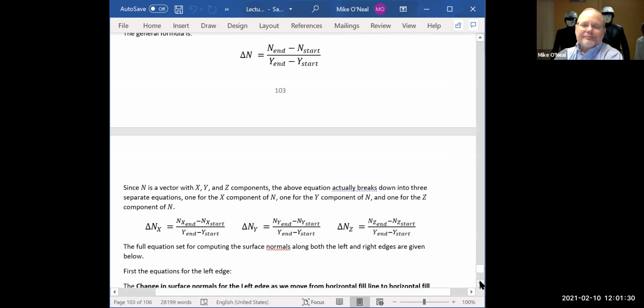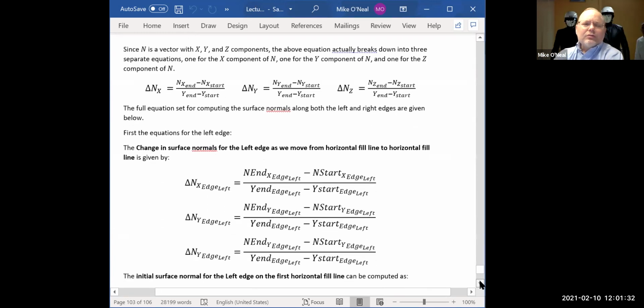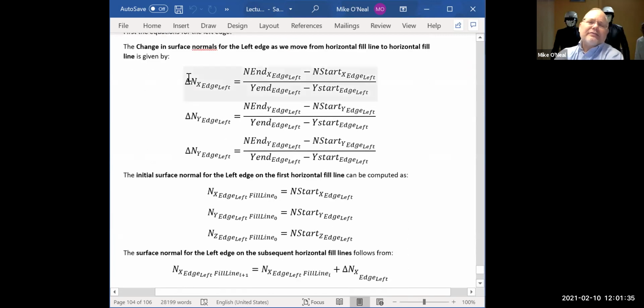So for the left edge, you have the change in X, the change in Y, the change in Z.